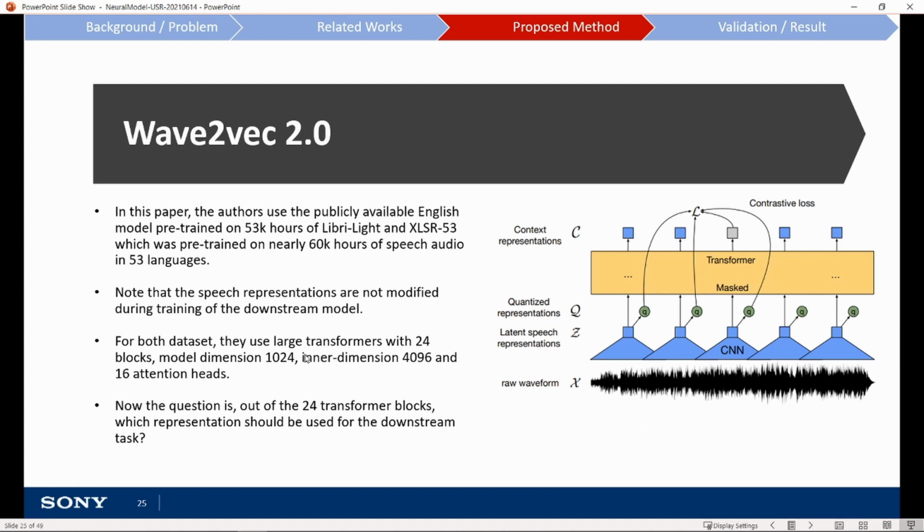So the wav2vec 2.0 architecture comprises a transformer with 24 blocks, and these are some of the other dimensions of the block. Then the question arises: out of the 24 blocks, which representation should be used? So they conduct a small experiment for that.